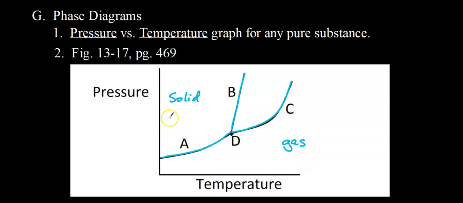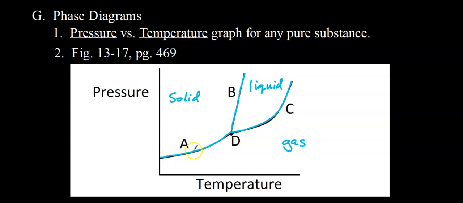So left of the A line, left of the B line, solid. Right side of the C line, gas. And then in between B and C, the substance is a liquid. So it's always going to be like that. Lowest temperature, solid, highest temperature, gas, in between, liquid. Now this line A is the equilibrium line between solid and gas.